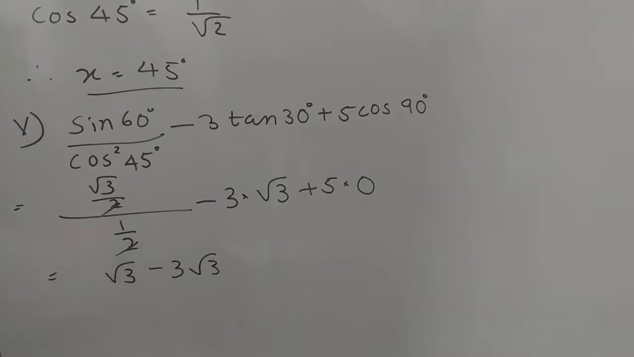So sine 60 is root 3 by 2. Cos square 45 is 1 by 2. And 3 into which value? Tan 30. Tan 30 is 1 by root 3. So here we put 1 by root 3. So that I get root 3 here also. So this is root 3 minus root 3. Our answer will be 0. So this is question number 2, and question number 5's answer is 0.